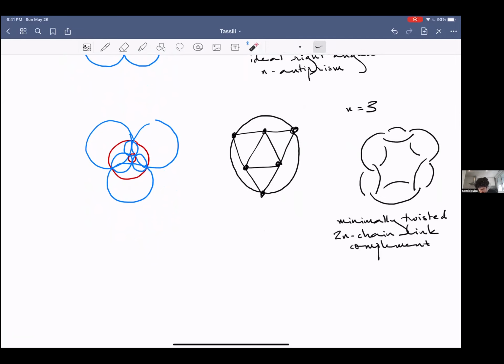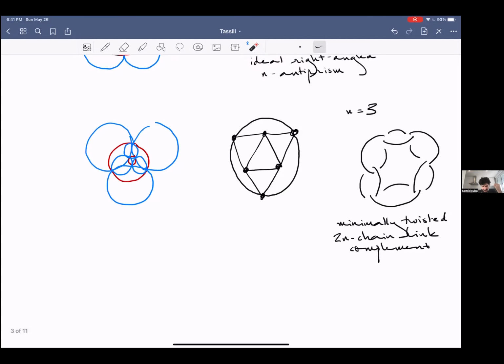And the curve that's giving you a short geodesic is the one that's attacking you, that's coming out of the screen and attacking you. So these are examples of cusped hyperbolic 3-manifolds with systole going to 0.